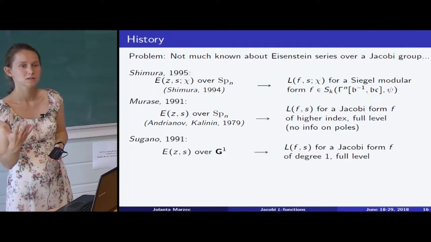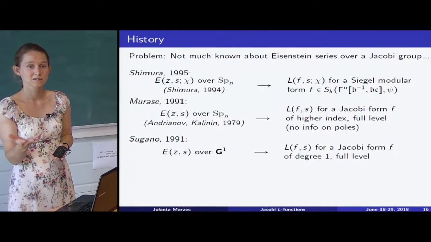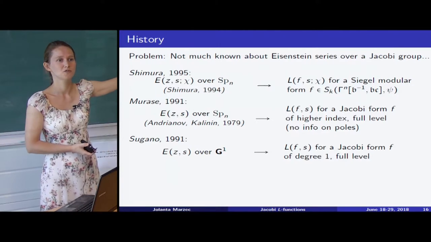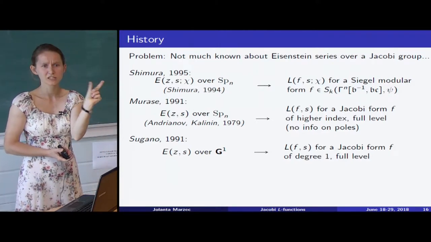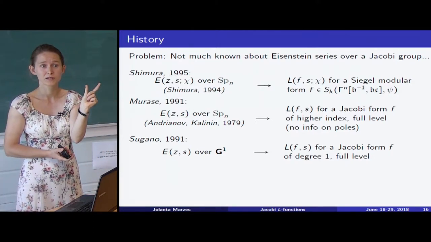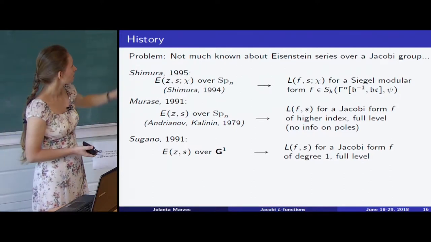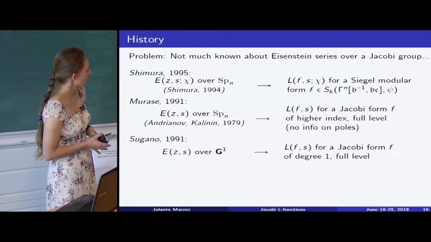Now, the first person who considered an Eisenstein series defined over a Jacobi group, in this case the simplest Jacobi group, where these triples are just numbers and the symplectic parts are 4x4 matrices, was Sugano.